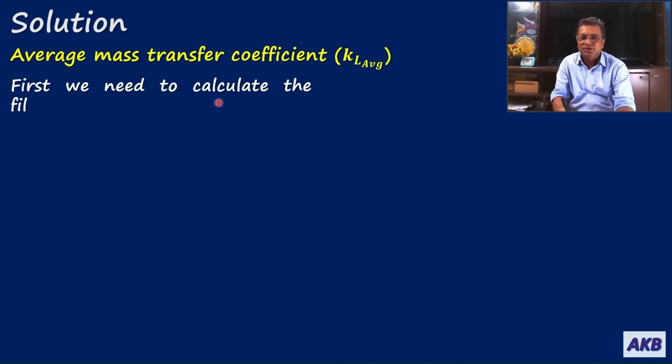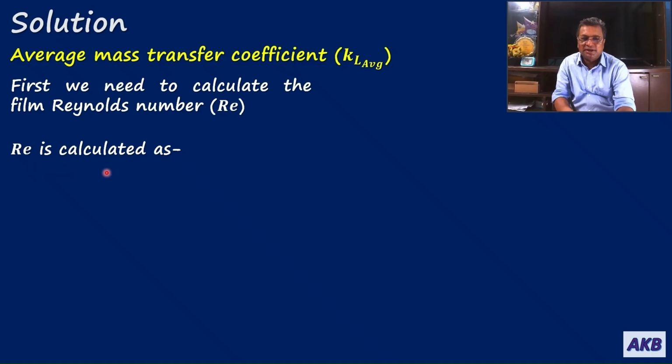But for that we need to calculate the film Reynolds number, that is Re, because that will decide the equation that we can use for calculating average mass transfer coefficient. So film Reynolds number is calculated as Re is equal to 4m by mu. So m, you check it, has unit of kg per second and mu has unit of kg per meter per second.